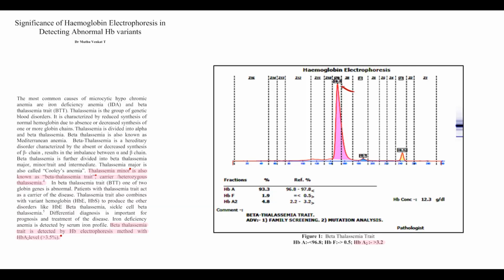Here we can see hemoglobin A fraction, and hemoglobin A level is 93.3, which is slightly lower than normal. Hemoglobin F fraction is elevated, almost 2%, and hemoglobin A2 fraction is 4.8%, which is almost 2 times higher than normal. And as we know, hemoglobin A2 level more than 3.2% is the major criteria of thalassemia minor.